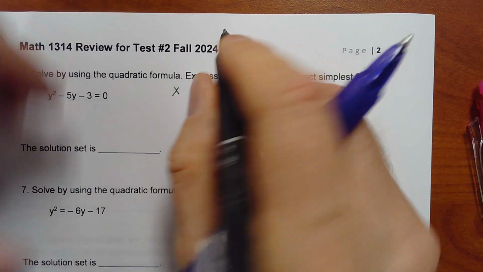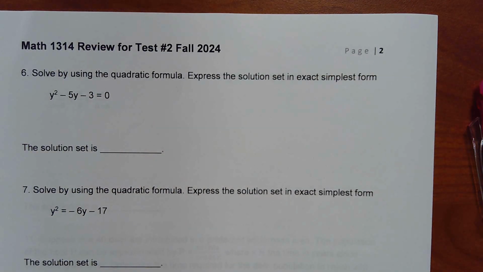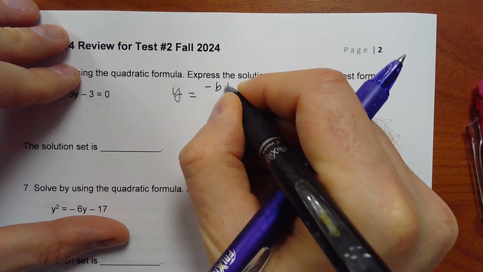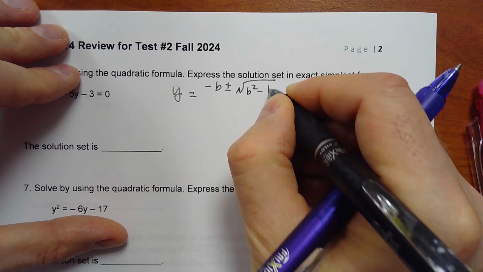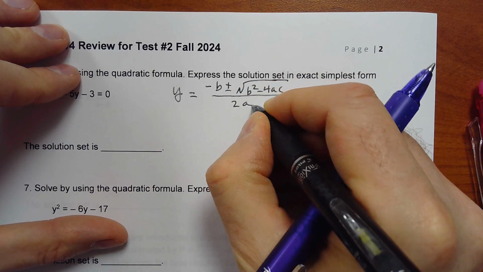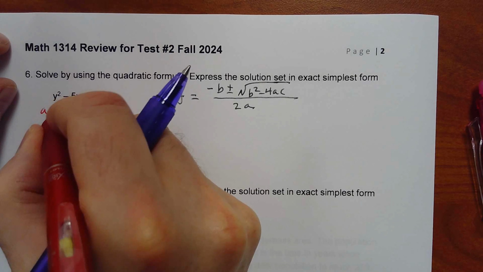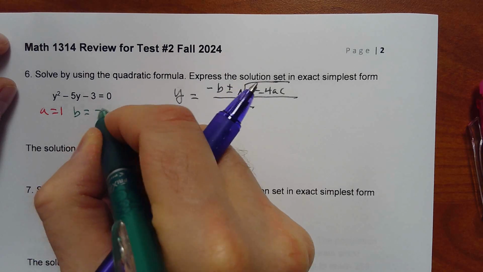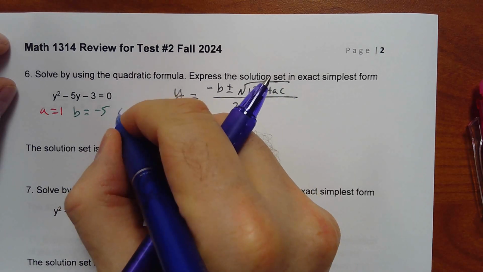So let me just write down here. And I guess I should write y since we're actually solving for y, not for x. So opposite b plus or minus the square root of b squared minus 4ac all over 2a. So here my a is 1. My b here is -5. And my c here is -3.